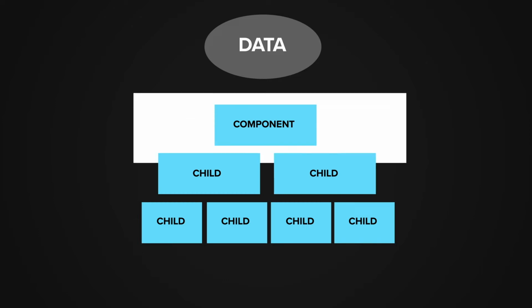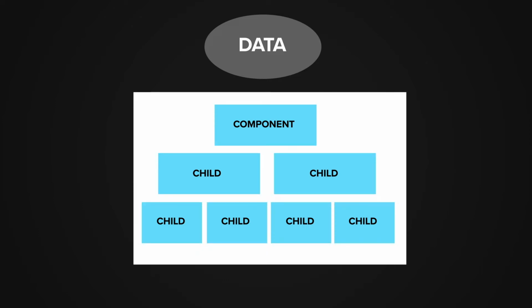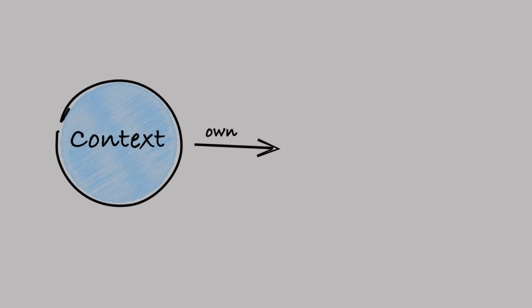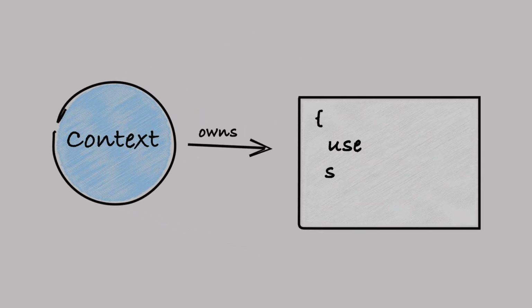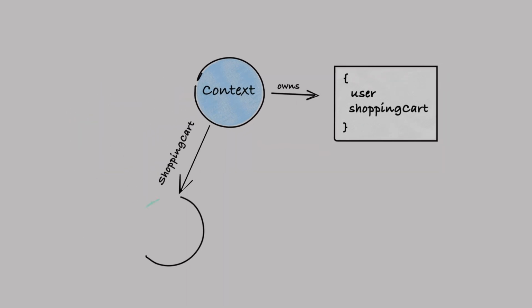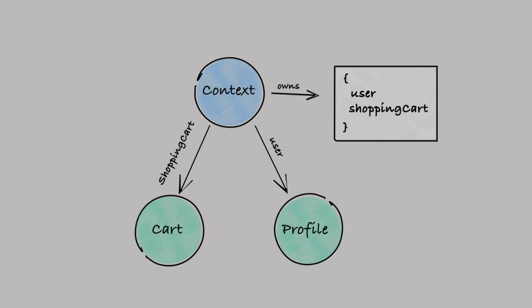Let's take a look at an example of how this works with Context API. Context and its consumers have a context provider that holds data about the current user and the shopping cart. Somewhere down the component tree, there's a component interested in shopping cart so it can render the shopping cart items. Also, there's a component that displays the user profile, so it needs the user object.